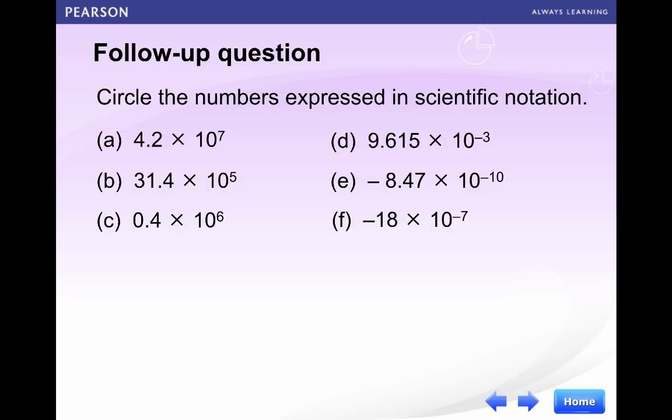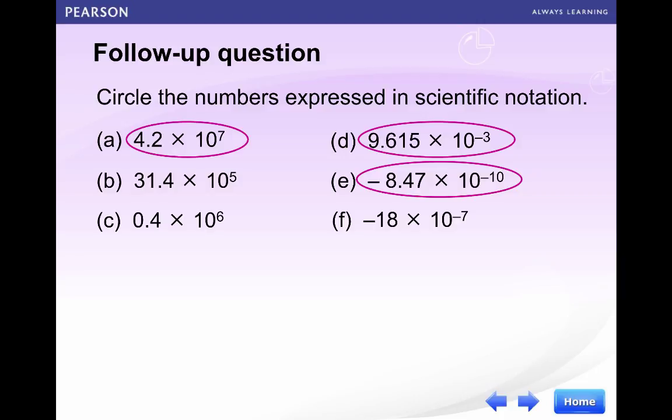So try to find out which of A to F are expressed in scientific notation. You can see A, D, and E are the answers. But for B, C, and F, the first term is not between 1 and 10. So they are not expressed in scientific notation.